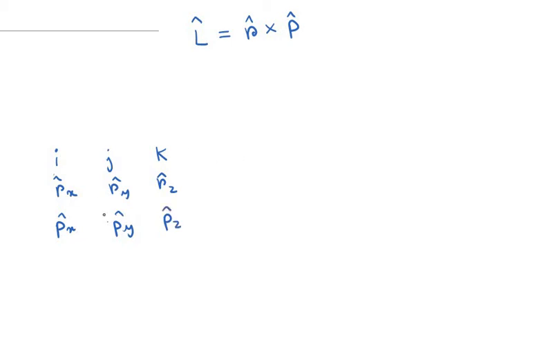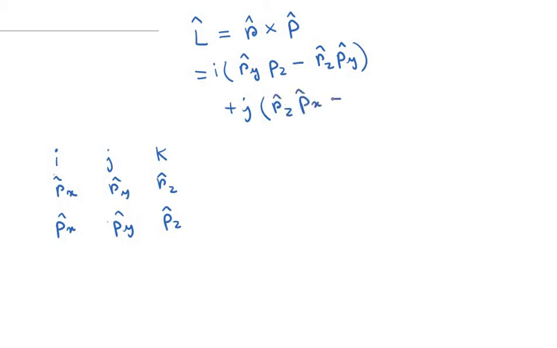So we are doing this in 3 dimensions. So we have 3 components of our momentum operator P and 3 components of the position operator R. Okay, so we get i times (RY PZ minus RZ PY) plus j times (RZ PX minus RX PZ) plus k times (RX PY minus RY PX). So these are all unit vectors.